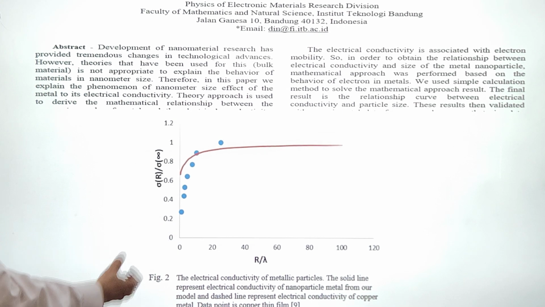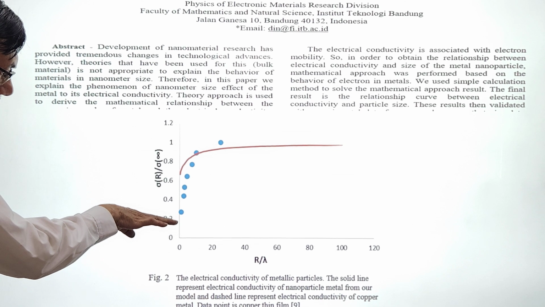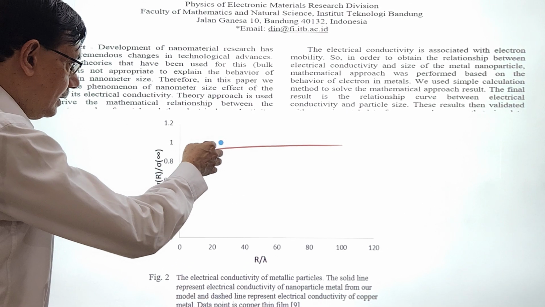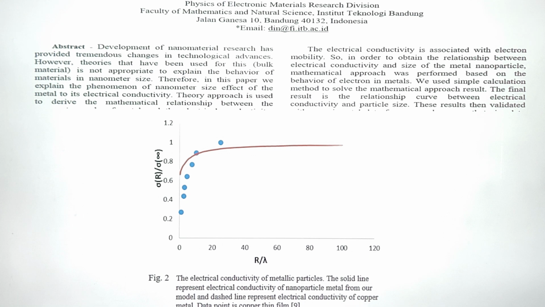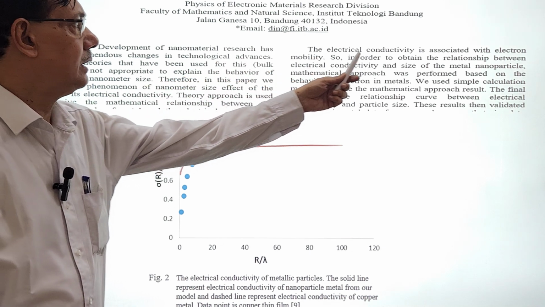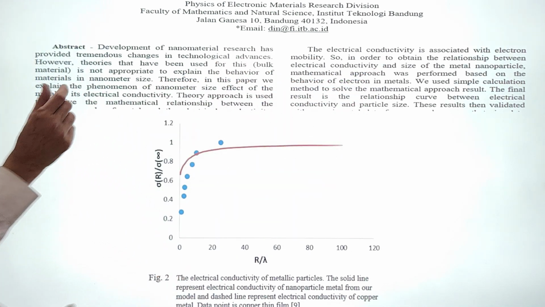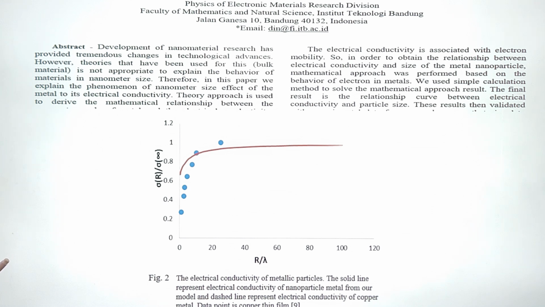So when the size is low, the conductance also decreases, and therefore they explain the size effect of metal on its electrical conductivity. There are some mathematical relationships. As the author has also written, the electrical conductivity is associated with electron mobility. That is important. The behavior of the electrons in the metal plays a very significant role in deciding this.